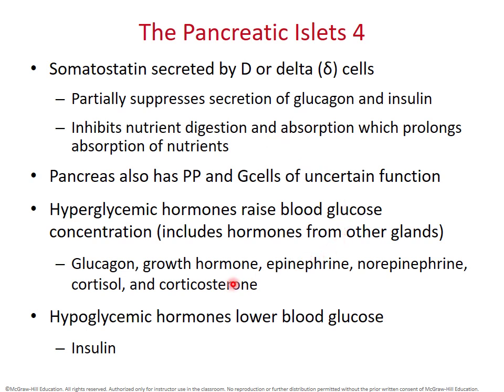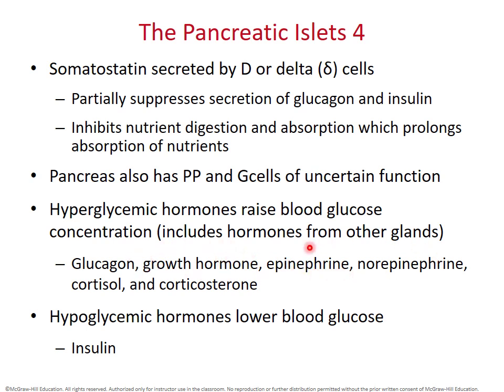So at this point, you want to just stop and pause for a moment and reflect on the number of hormones we've talked about that affect blood glucose and fuel metabolism in the body. We talked about glucagon from the pancreas. Growth hormone certainly does it to promote healing and growth.